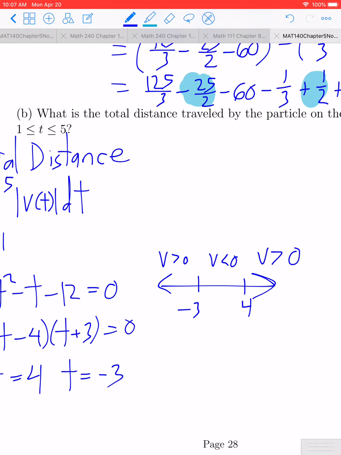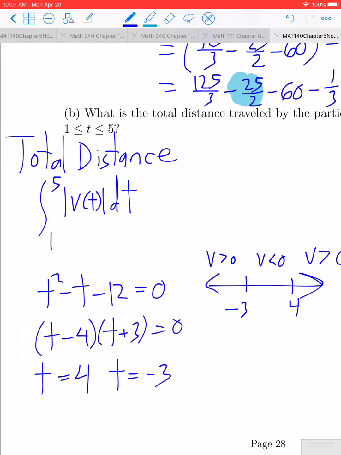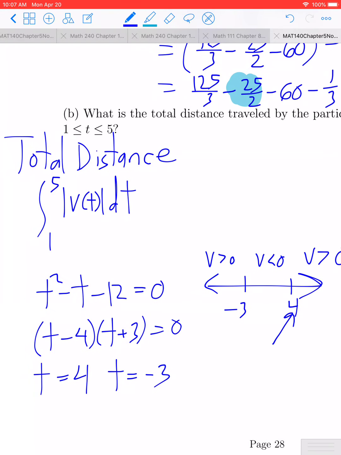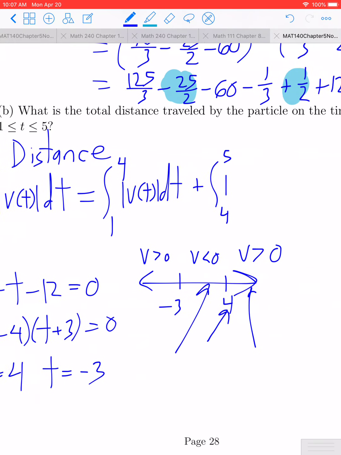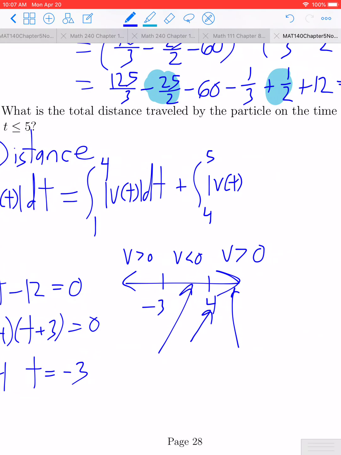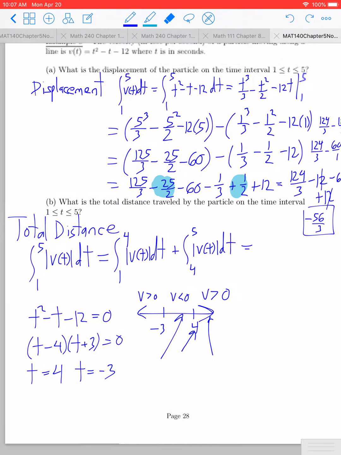Now, what does that have to do with our total distance here? Well, the answer is the velocity changes sign within this interval from 1 to 5. If you look at the velocity between 1 and 4, that would be in this region here where it's negative. But after 4, and until the end of our interval, which is 5, we see that the velocity function is going to be positive. So this is going to have a huge impact.